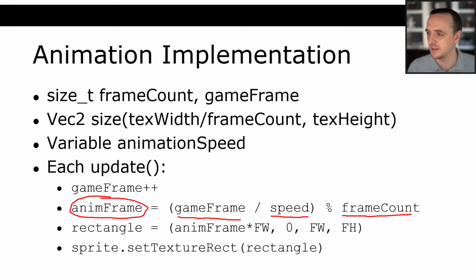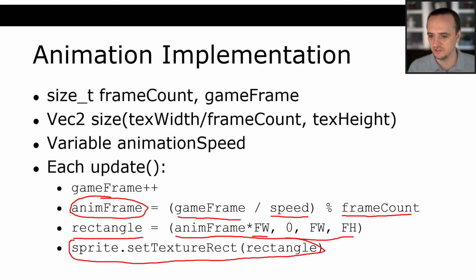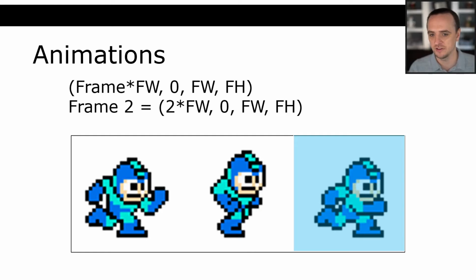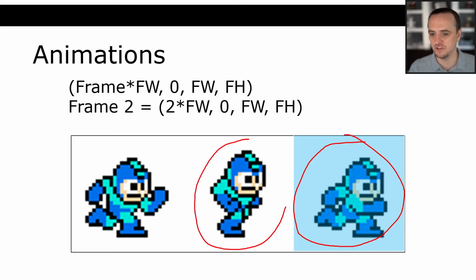So how I figure out the rectangle to be drawn is I take that animation frame, multiply it by the frame width, and then I have 0 for the y position and the frame width and height for the size, and then I say sprite.setTextureRect with that rectangle. What that does is it tells the sprite to choose this part of the texture to draw, and then it'll draw that to the screen for me.